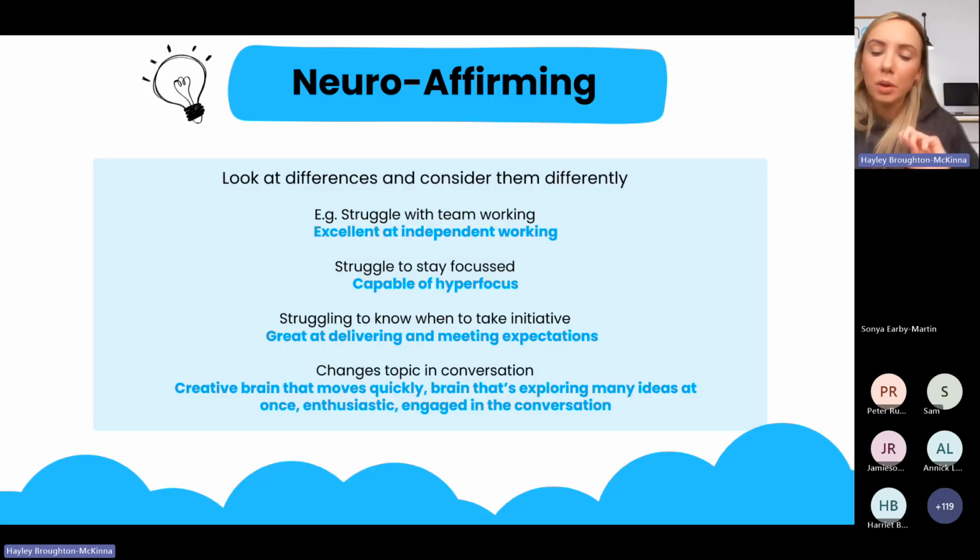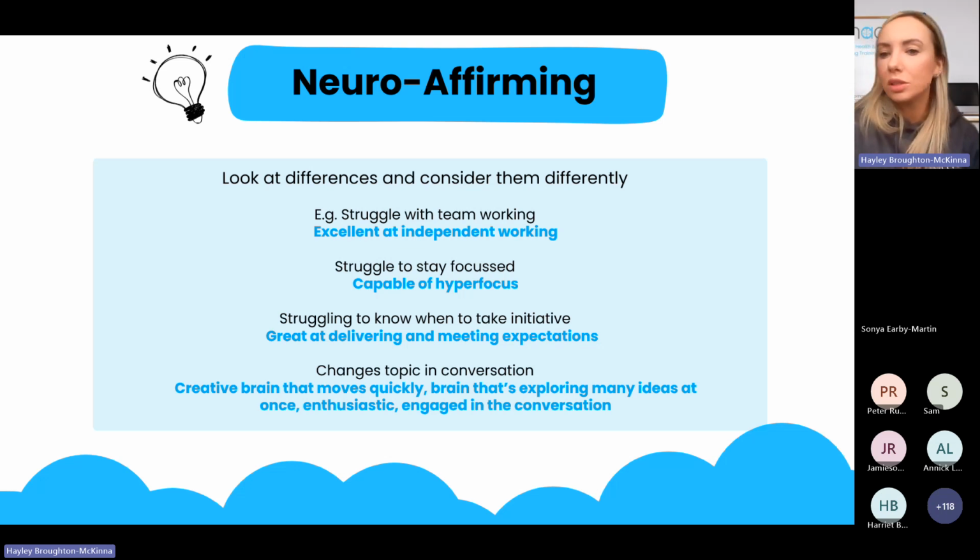Lastly, as a reminder, the most important thing is to be neuroaffirming, and bear in mind that when you're tired, stressed and exhausted, you might be more likely to jump to a very quick judgment about how somebody's behaving and what that means. Often it's not in the most favourable, understanding or accepting light for neurodivergent people. So again, differences are natural and neutral, and not necessarily something that's wrong and needs to be fixed. We can look at the same behaviour differently. If someone seems to struggle with team working, can I look at that through the lens of them being brilliant at independent working? If I think someone struggles to stay focused, can I also recognise that they're capable of hyper-focus at times?